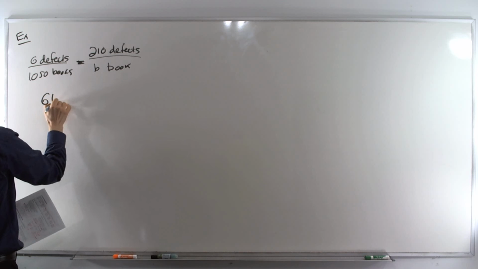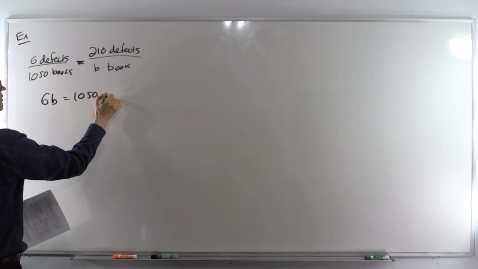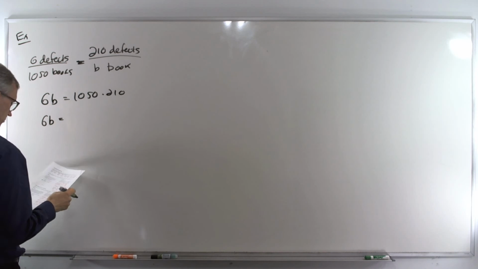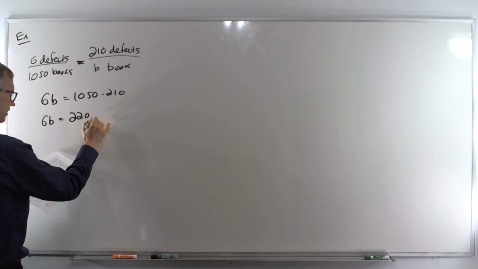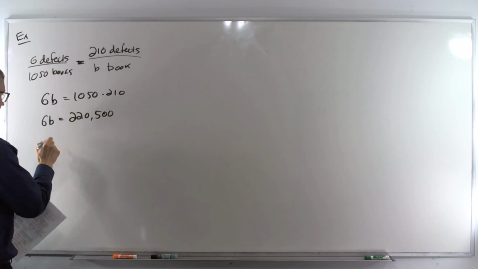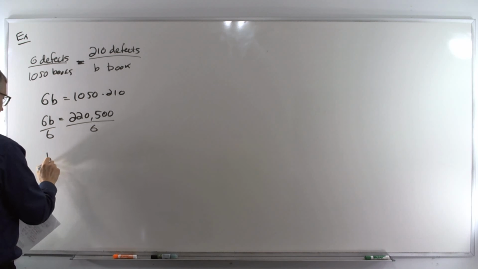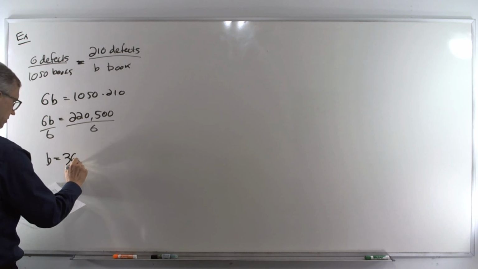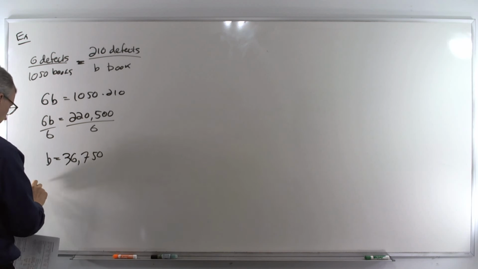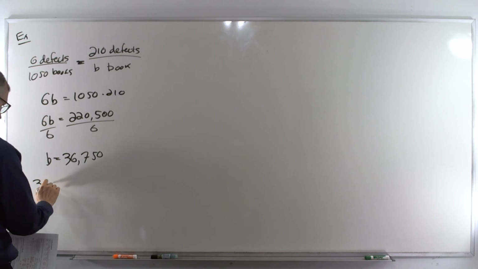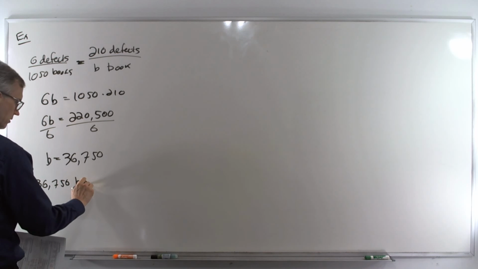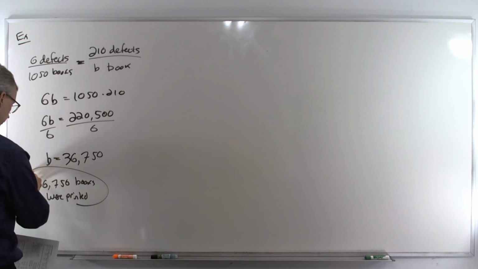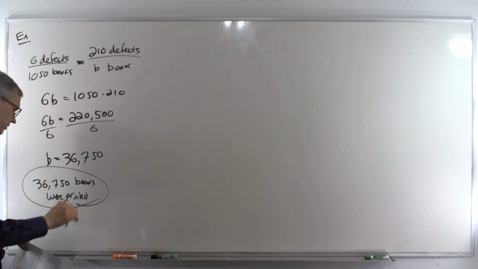Multiplying here, we got 6b equals 1,050 times 210. So that is 220,500. Divide both sides by 6, and we get 36,750. So 36,750 books were printed.